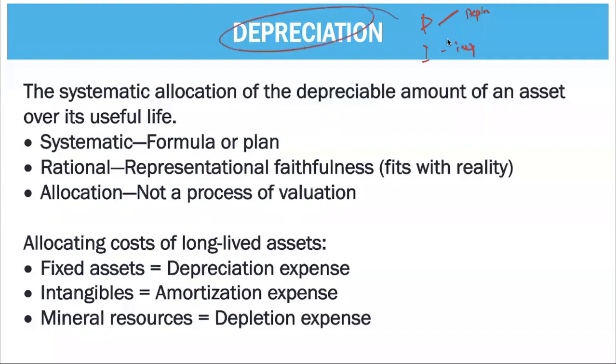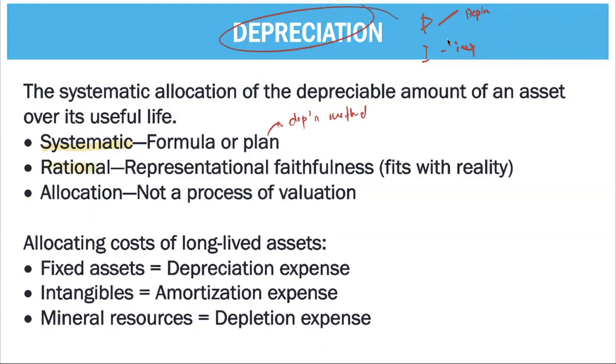Okay, so let's start first with your depreciation. So what is depreciation? Depreciation is the systematic allocation of the depreciable amount of an asset over its useful life. Normally, these terms are used in depreciation. First, it is systematic because it is based on a formula or plan, be it the straight line method or the sum of the years' digits, depending on your depreciation method.